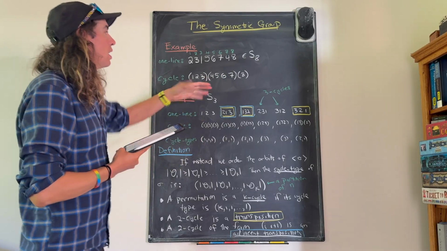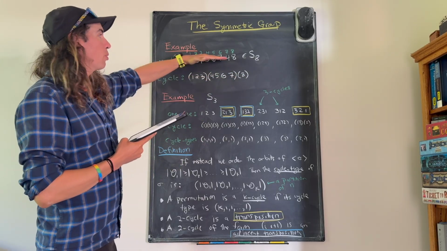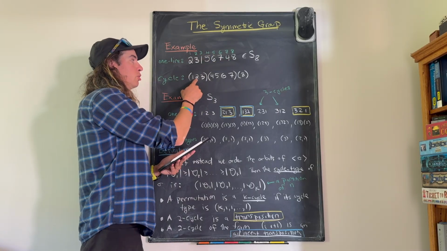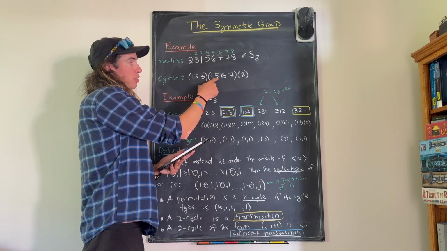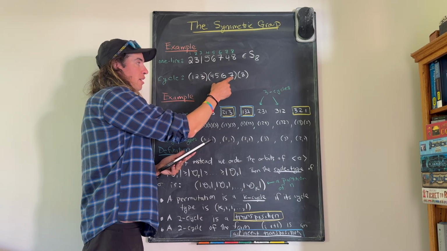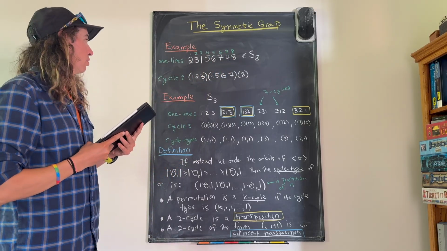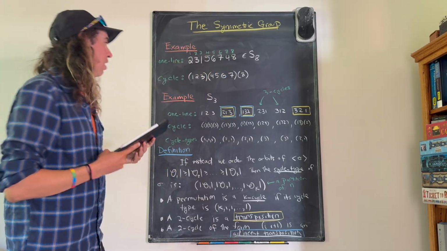And you can see that given cycle notation, you could come up with one-line notation as well, just by seeing, well, cycle notation says 1 goes to 2, 2 goes to 3, 3 goes to 1, 4 goes to 5, 5 goes to 6, 6 goes to 7, 7 goes to 4, and 8 goes to 8, and you can just write that down in one-line notation, which obviously would be this.